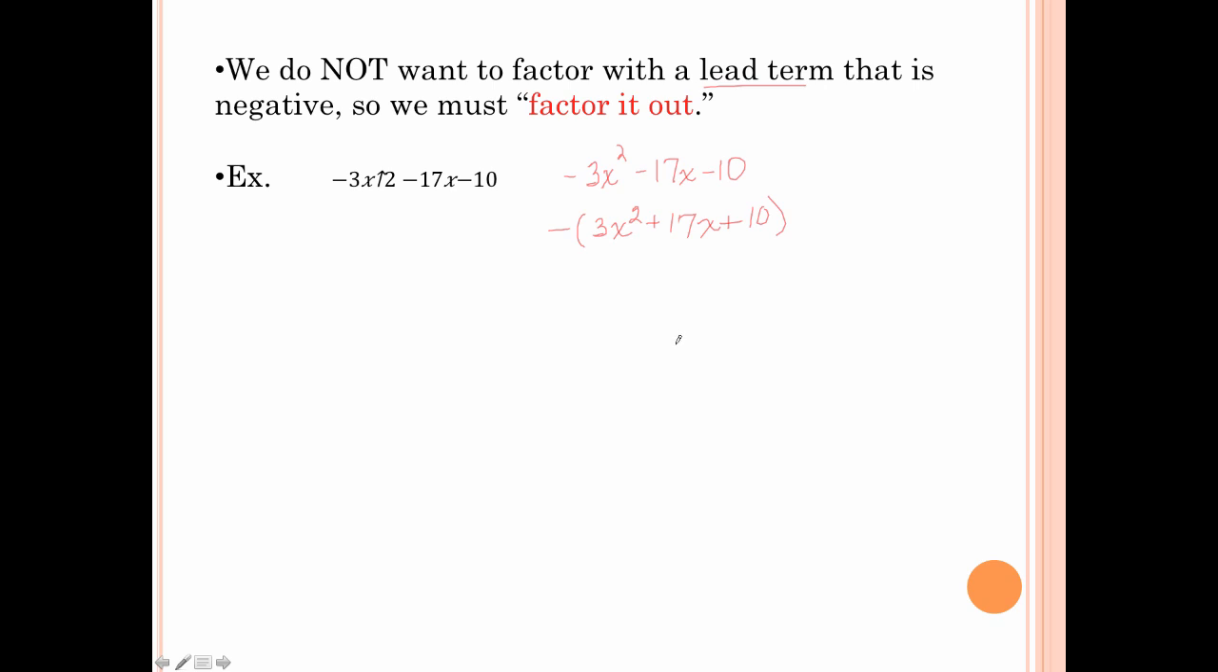Now that I've factored out that negative, I can use either my box method or my factoring by grouping method to find the factors of this trinomial. So remember, I'm looking for factors of 30, and I need to have them add to 17. 1 and 30 won't do it, but it looks like 2 and 15 will. So I've got my 2x and 15x, and I'm going to set this up in a box.